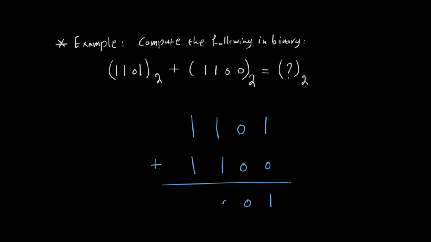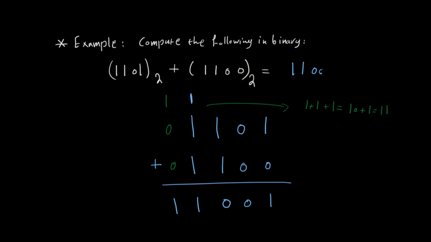So we have 0 down here and 1 up here, and here we have 1 plus 1 plus 1 with the carry. 1 plus 1 plus 1 equals 10 plus 1, which equals 11. So 1 goes down here, and this one goes up here to the more significant bit. We add leading zeros, and then we add, so we get 1. So 1101 plus 1100 equals 11001. All numbers are in binary.